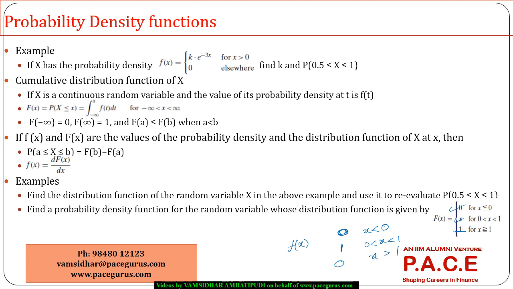Now we can create f of x equal to 1 when x is lying between 0 and 1, and it is 0 elsewhere. So that is how you could create a density function from a distribution function. So that's how you can typically start evaluating the numericals associated with continuous random variables.